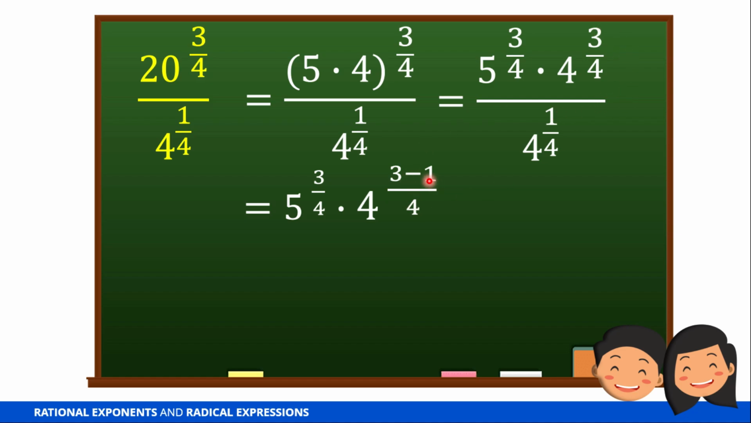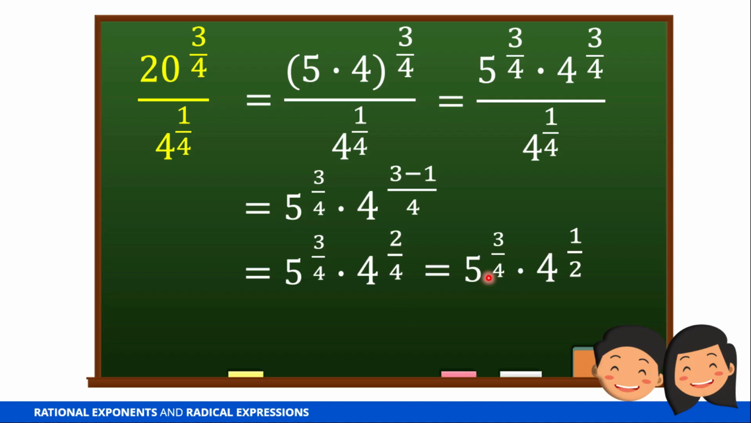Okay? And then, simplify. So, again, kopyahin muna natin yung may base na 5. And then, dito sa 4, kopyahin natin yung 4 na base. 3 minus 1, that is 2 over 4. Kopyahin natin yung denominator na 4. Now, dito sa rational exponent natin, maaari pa natin itong i-simplify or i-reduce. So, magiging 5 to the 3/4 power times 4 to the 1/2 power. Okay? So, yung 2/4 kanina, naging 1/2 na siya.